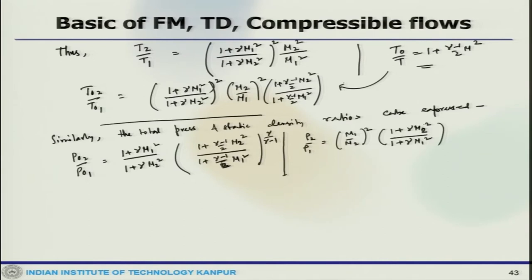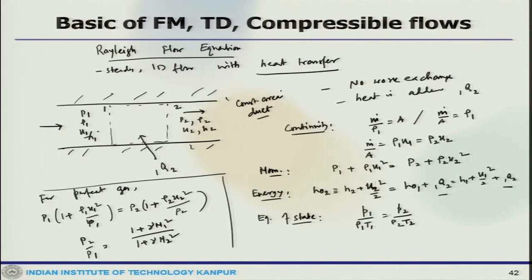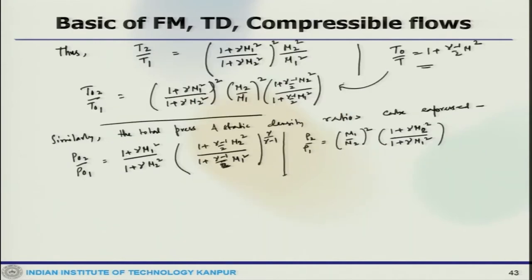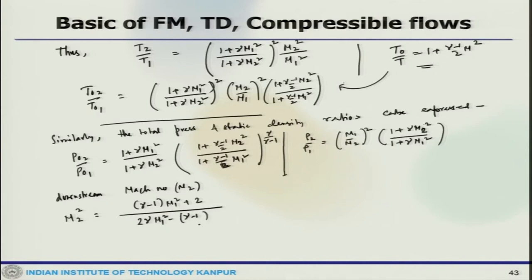Now, once you look at this, here is Mach number 1, and this side it would be Mach number 2. The downstream Mach number M2 one can calculate like M2 square, which would be gamma minus 1 M1 square plus 2, over 2 gamma M1 square minus gamma minus 1.